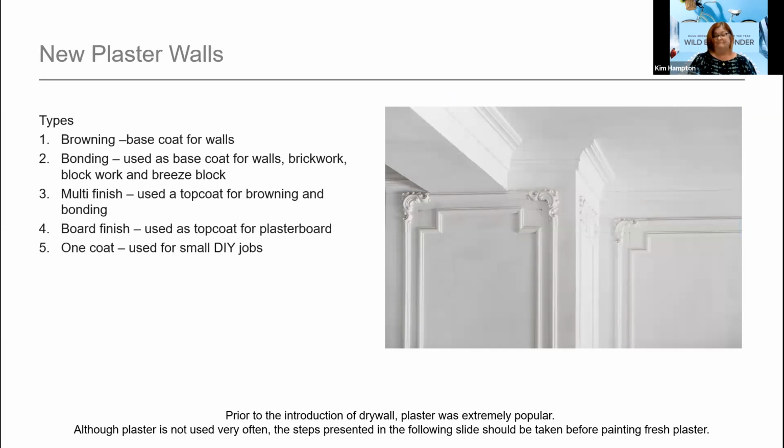The new common types of plaster are browning plaster, which is applied in thin layers and used as a backing for skim coats. Bonding plaster is similar to browning plaster, used as a base coat, but sticks to masonry surfaces. Multi-finish is a top coat for either browning or bonding plaster. Board finish is used as the top coat for plaster board. And one coat is for small DIY projects. Plaster is not commonly used since introduction of drywall, but the following steps should be taken before painting plaster.